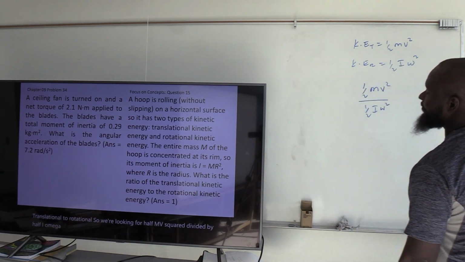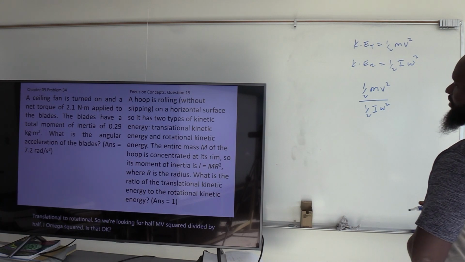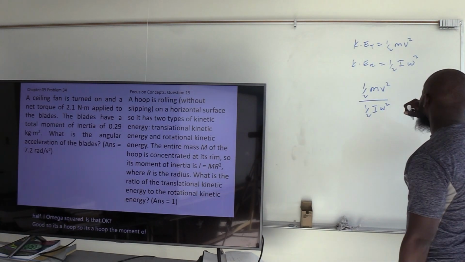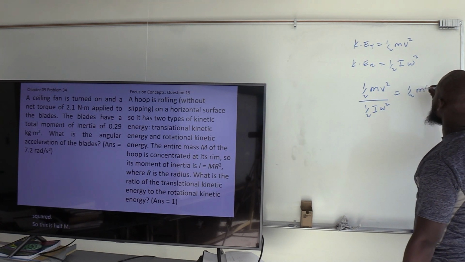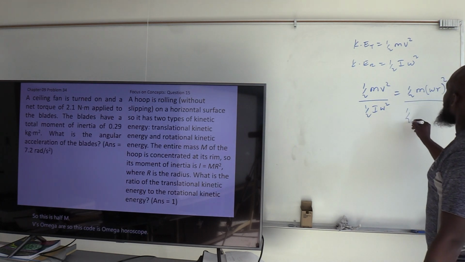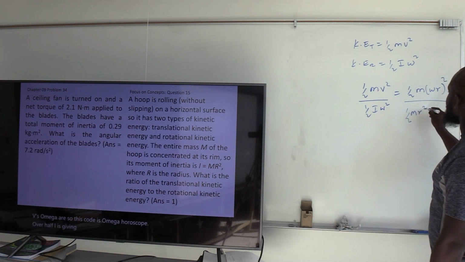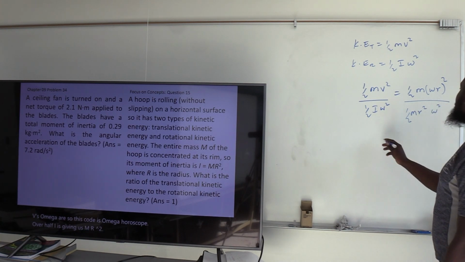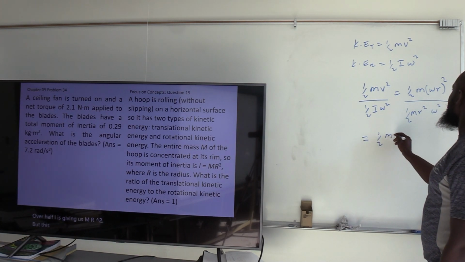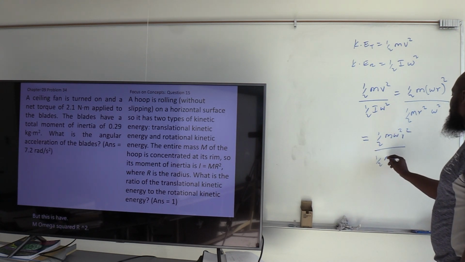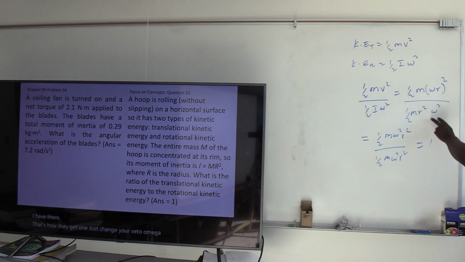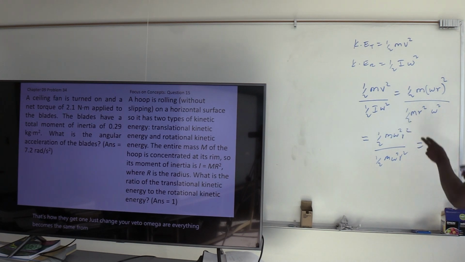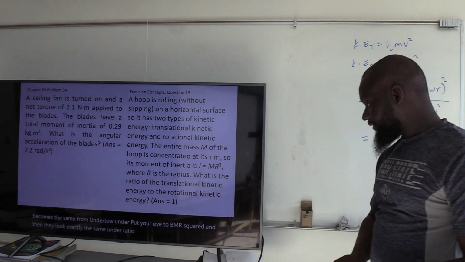Is that okay? Good. So it's a hoop. So when it's a hoop, the moment of inertia is just mr squared. So this is half m, v is omega r, so v squared is omega r squared, over half I, giving us mr squared omega squared. So this is half m omega squared r squared over half m omega squared r squared. So that's how they get 1. Just change your v to omega r. Everything becomes the same from under to under. Put your I to be mr squared, and then they look exactly the same, and the ratio becomes 1. Correct.